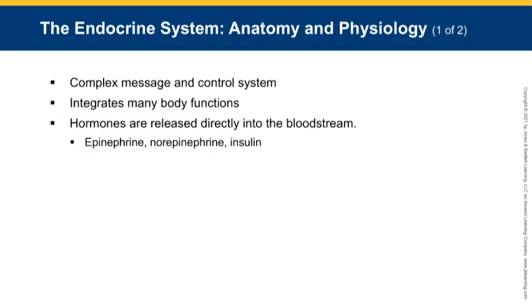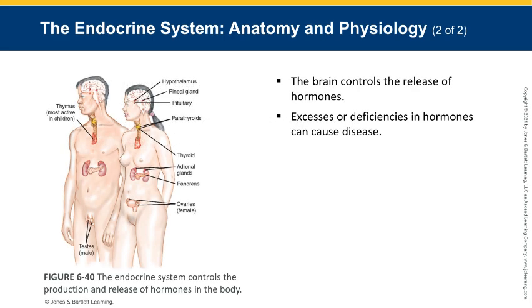The endocrine system is a complex message and control system that integrates many body functions. Hormones are released directly into the bloodstream, including epinephrine, norepinephrine, and insulin. The brain controls the release of hormones. Excesses or deficiencies in hormones can cause disease.